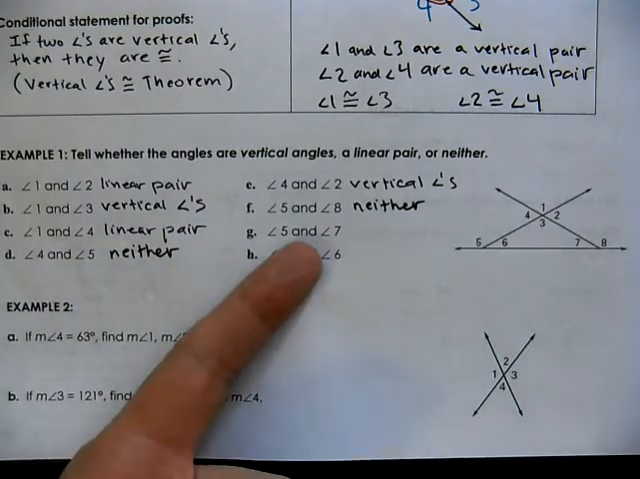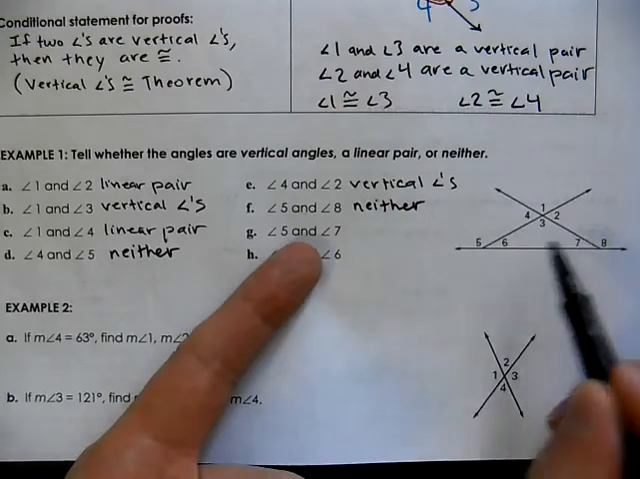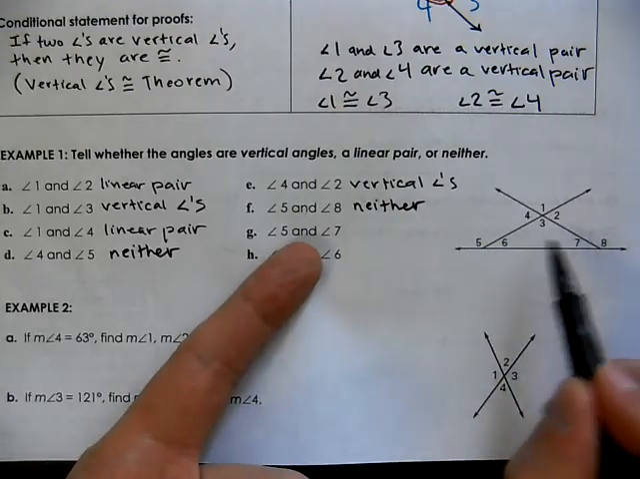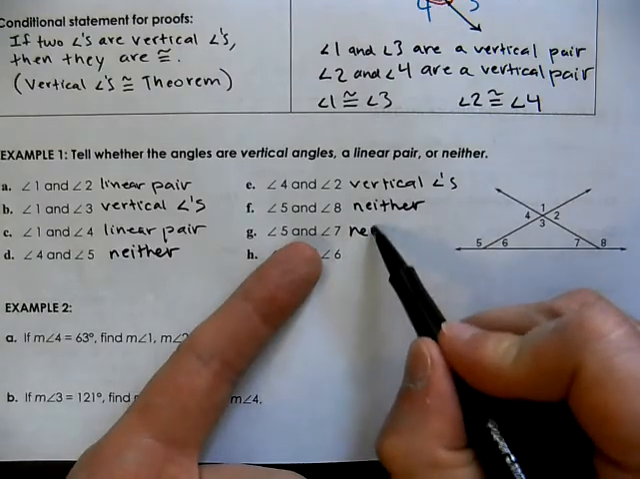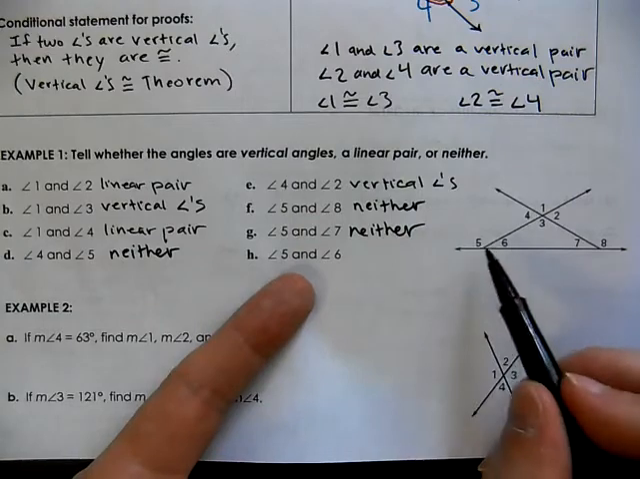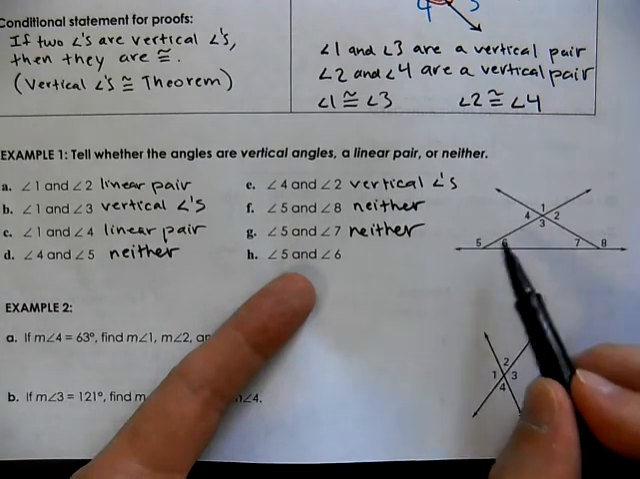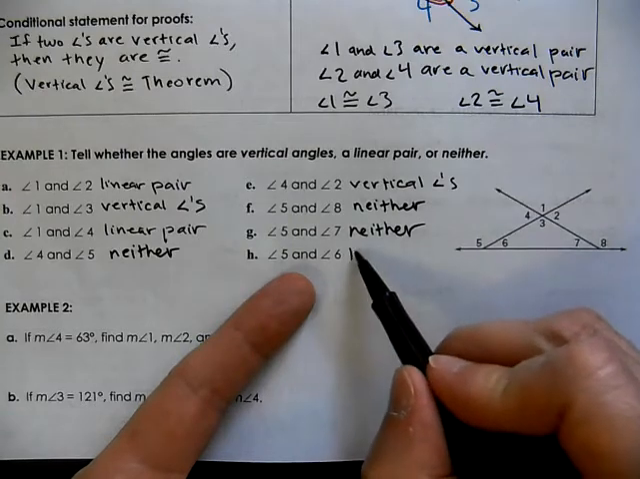Letter G is talking about angle 5 and 7. So here's angle 5, here's angle 7, same story. They are not adjacent to each other, so that's a case of neither. And lastly, angle 5 and 6. Here's angle 5 and 6. Notice that they are adjacent to each other and they form a straight line. That's our linear pair.